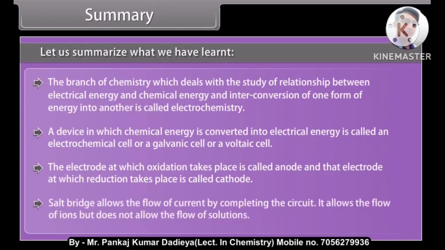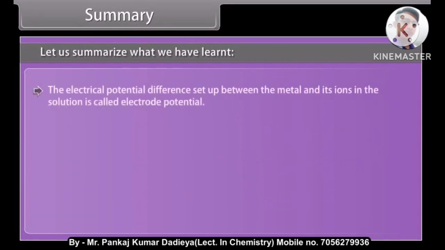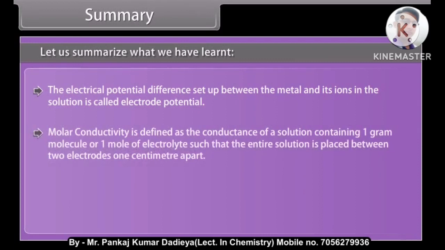Salt bridge allows the flow of current by completing the circuit. It allows the flow of ions but does not allow the flow of solutions. The electrical potential difference set up between the metal and its ions in the solution is called electrode potential. Molar conductivity is defined as the conductance of a solution containing 1 gram molecule or 1 mole of electrolyte such that the entire solution is placed between two electrodes 1 centimeter apart.